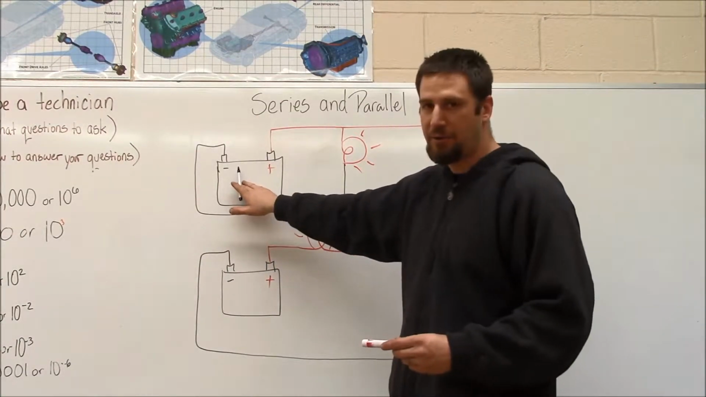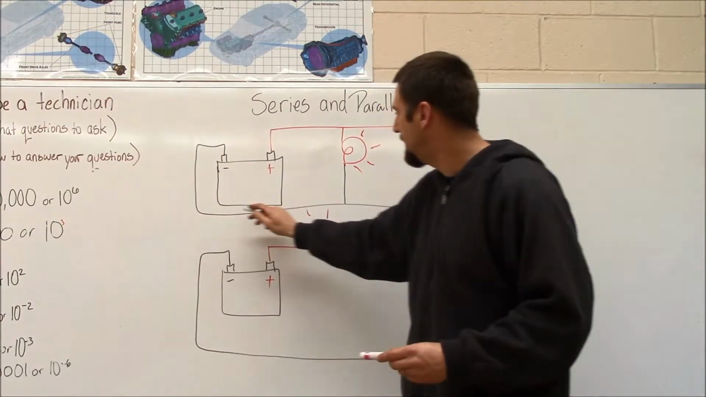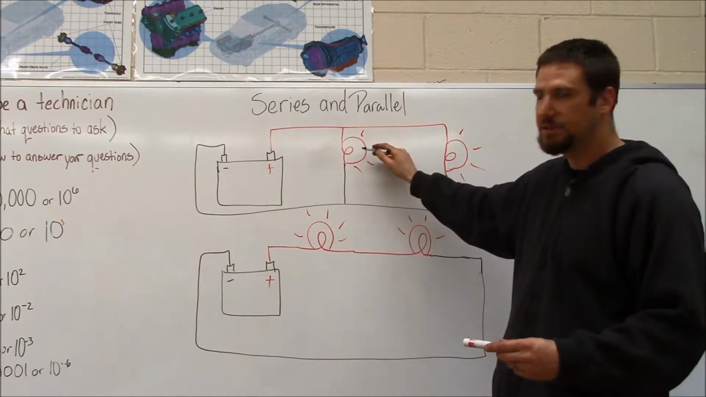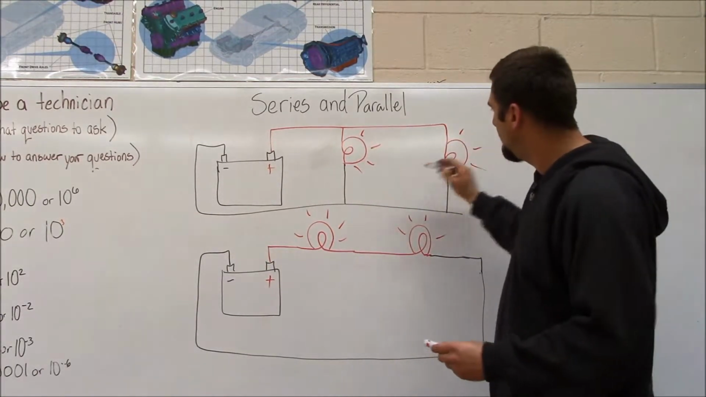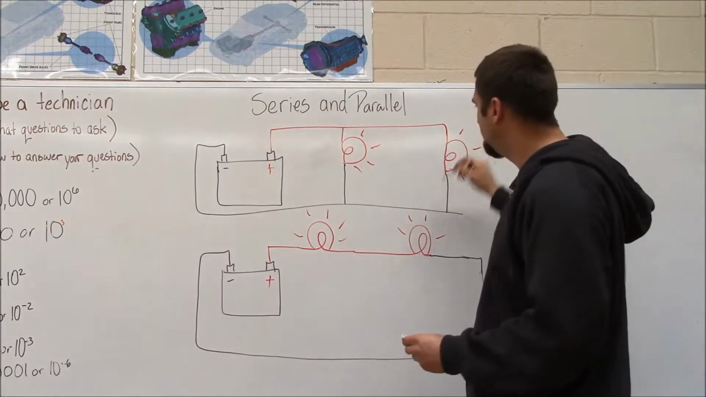We've got a battery or a voltage source. We have a conductor from the ground side of the battery going to the load. In this case, the load is 2 light bulbs. We have a conductor going from battery positive side to each of the loads.